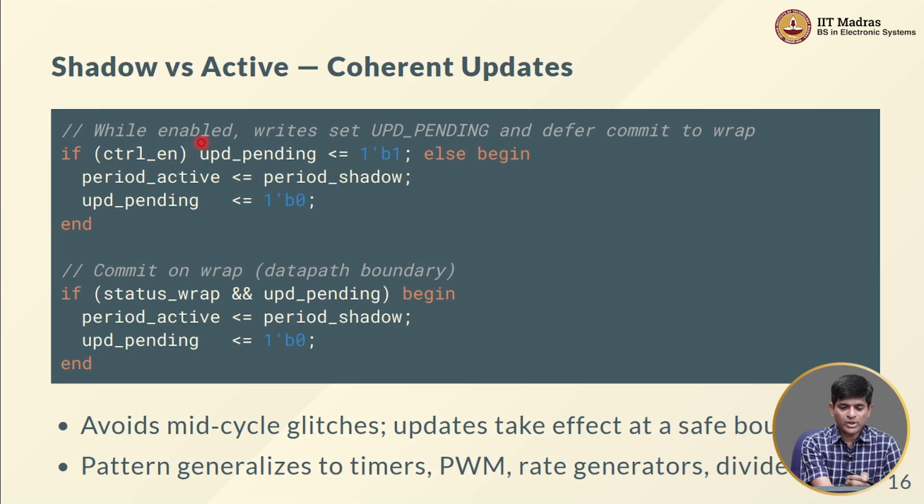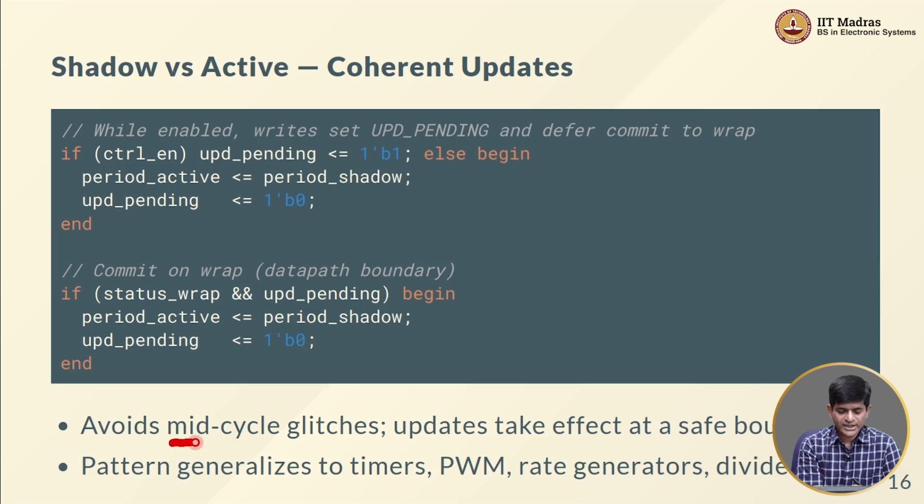if control enable was 1 and I set update pending equal to 1, then later after several clock cycles, I will find that update pending is 1 and the status wrap also gets set to 1. At that point, I know that the system has finally managed to wrap around, so I immediately go there, update the value of the active period and also clear the update pending bit. This is a bit that automatically gets cleared internally, but in the meantime you can even read it back and see whether there is an update pending, or where the system is currently waiting.